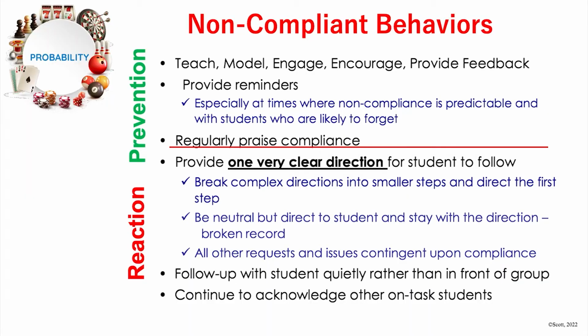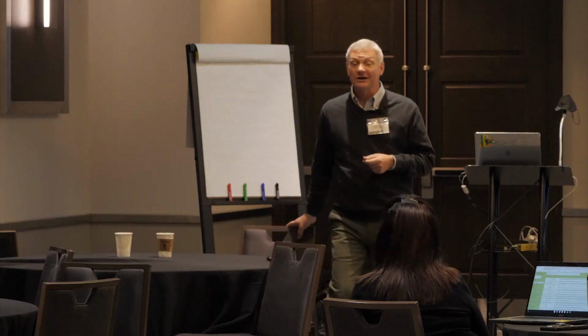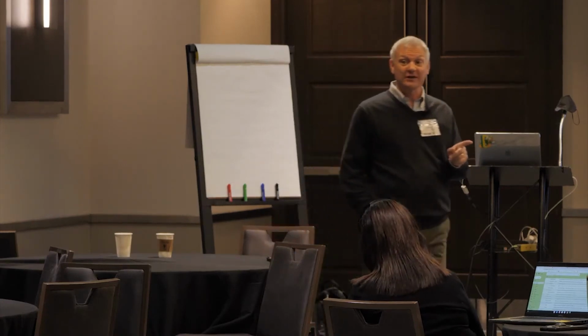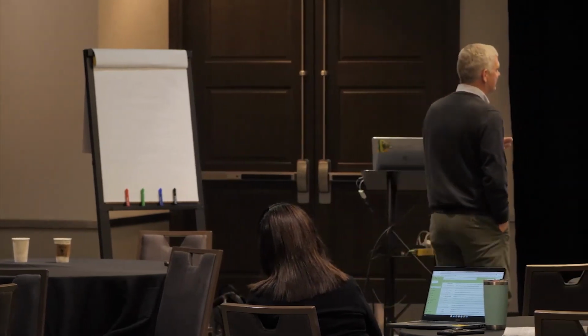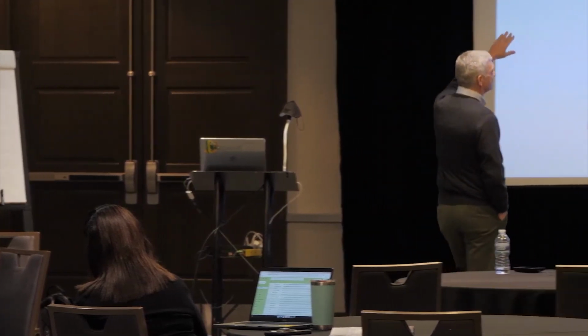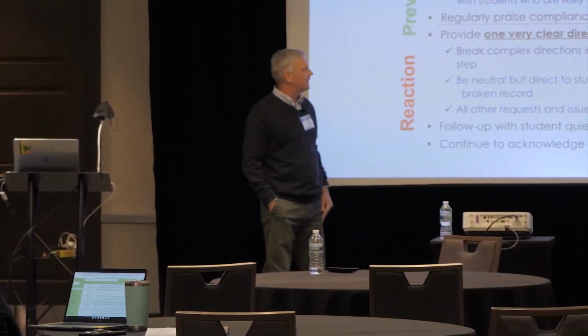So let's go back to our prevention. It's always this: teach, model, engage, encourage, provide feedback, and give reminders. So here we are getting ready to do this part in class where everybody does this. You give a reminder. What you're all going to need is that paper. We're going to be doing this in 2 minutes, so have that paper ready. If you don't have it, tell me now. You're all going to need a pencil. Remind everybody of what we need before we get there. And regularly say thank you to those who are complying.